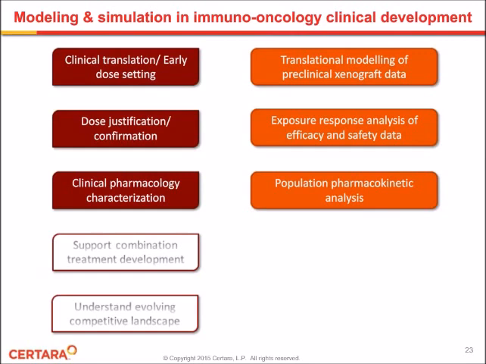So one could see the application of modeling and simulation in immuno-oncology to build on essentially, I would say, 5 pillars. And I've described those 5 here on the left side of the slide. On the one hand, it's clinical translation, so from preclinical to clinical, the early dose setting where modeling and simulation can play an important role. Then it's the dose justification later on, or confirmation at the point of submission of your application to the authorities. The general clinical pharmacology characterization for submission purposes. The support of combination treatment development.